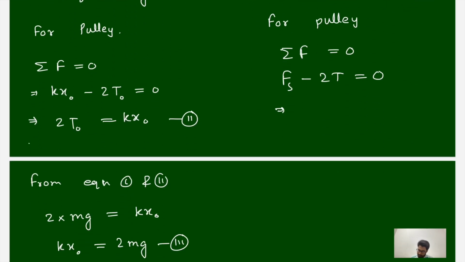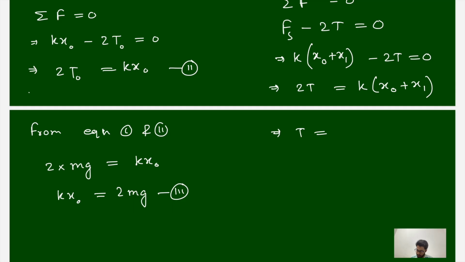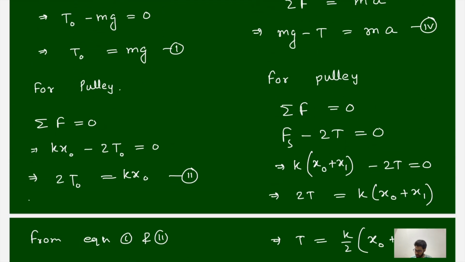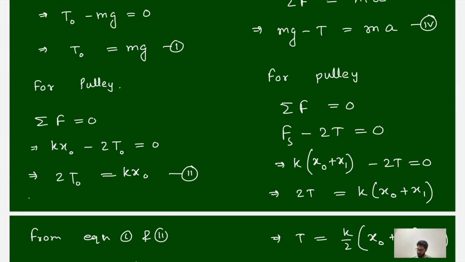So the spring force is k into x naught plus x1, minus 2T is equal to 0, or we can write 2T is equal to k into x naught plus x1. Then T is equal to k by 2 into x naught plus x1. So this is the fifth equation I am considering. Now this fifth equation we will substitute in equation number 4.